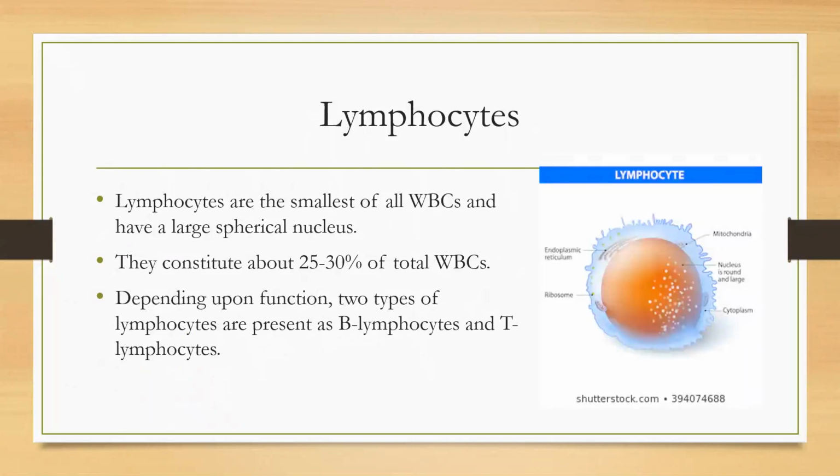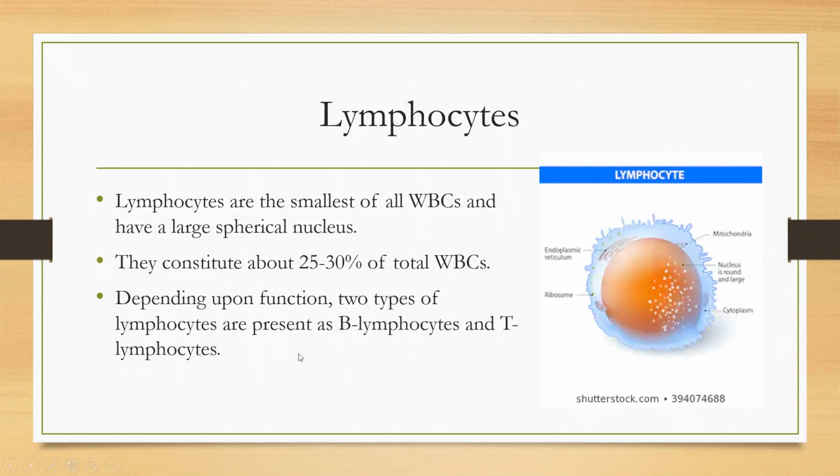Lymphocytes are the smallest of all WBCs. They are smaller in size, but they have a large spherical nucleus. In the diagram you can see the size of the lymphocyte is very small, but when you see the nucleus, it covers the entire cell. So the nucleus is spherical and very large. They constitute about 25 to 30% of WBCs. Depending upon the function, lymphocytes are present as B lymphocytes and T lymphocytes.